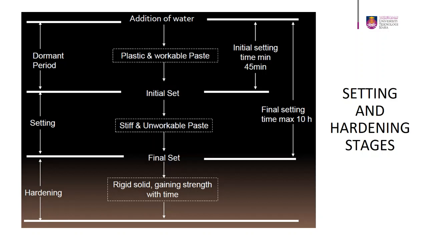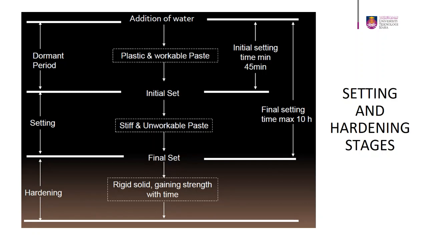This is the flow of setting and hardening of concrete. The dormant period is the stage where concrete remains in a plastic workable phase. The common initial setting time is about 45 minutes, depending on the type of cement used. The concrete is poured into molds and the shape can still be changed because the paste is still workable. Then, after 45 minutes, the paste enters the initial set stage. The paste begins to stiffen to such a degree that although still soft, it becomes unworkable, and the shape cannot be changed at this stage.